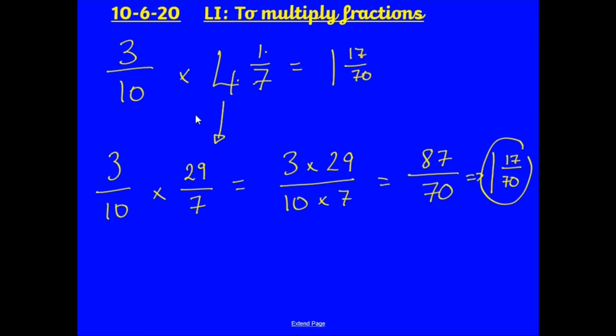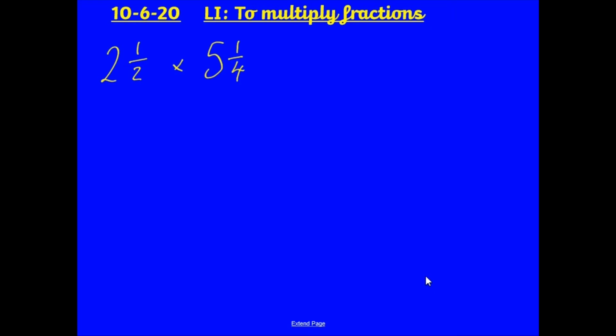Again, look at the steps I took. First step, when I had this whole number, I changed it into being a top-heavy fraction, an improper fraction. I could then multiply them, and then I simplified my answer, giving my answer in the simplest form, and in this case, as a mixed number. And it's the same thing here. The only difference is I've now got 2 separate mixed numbers.